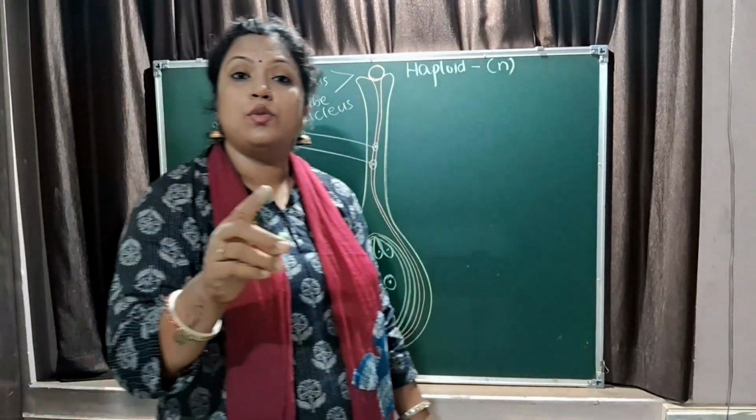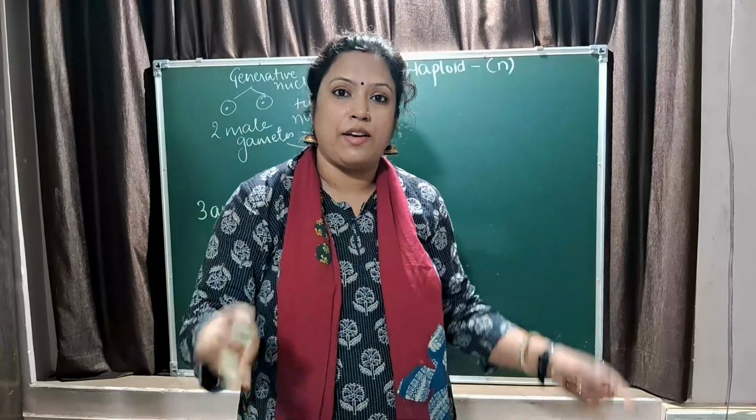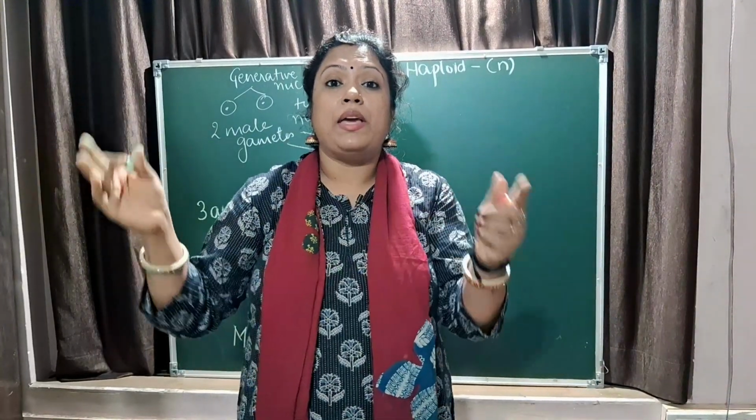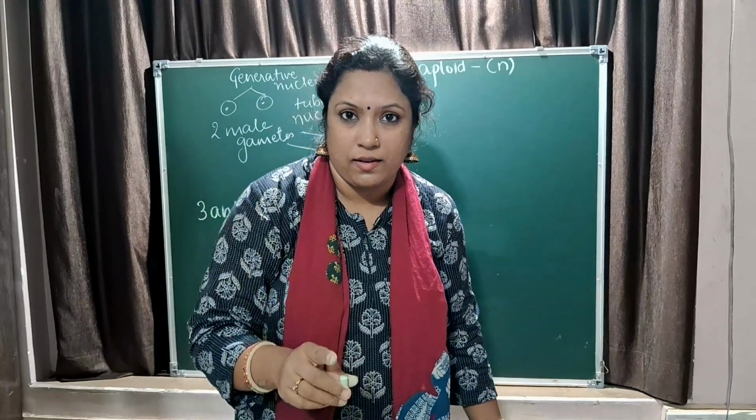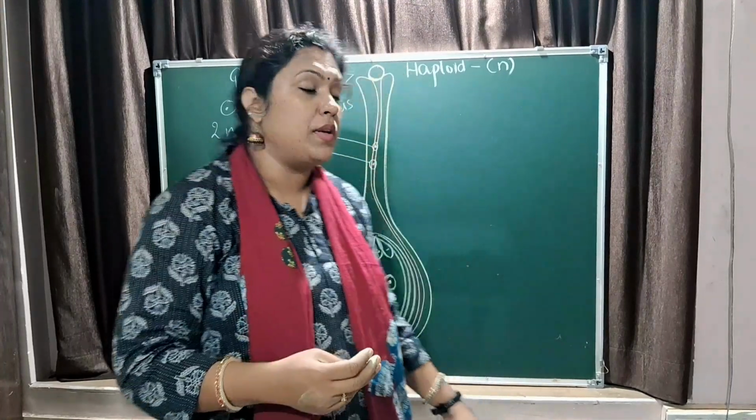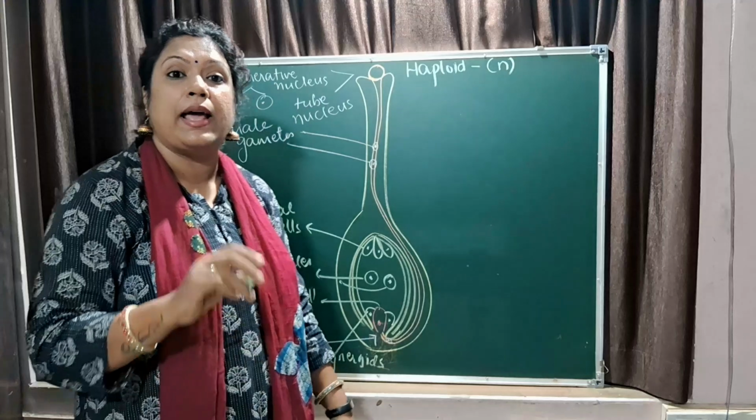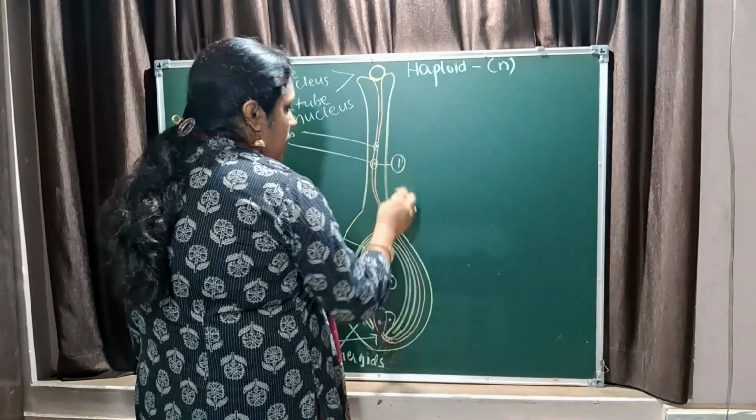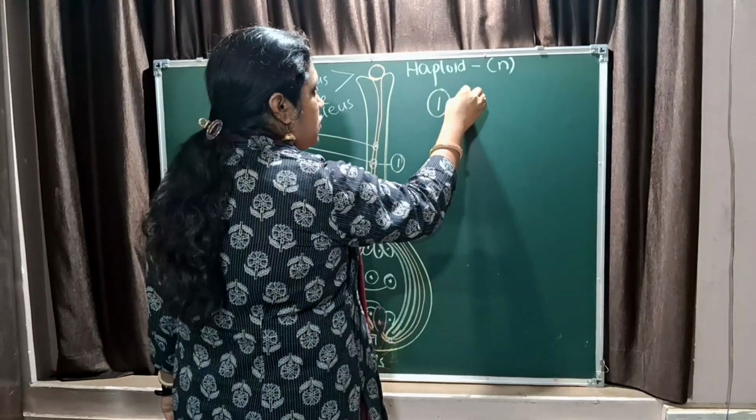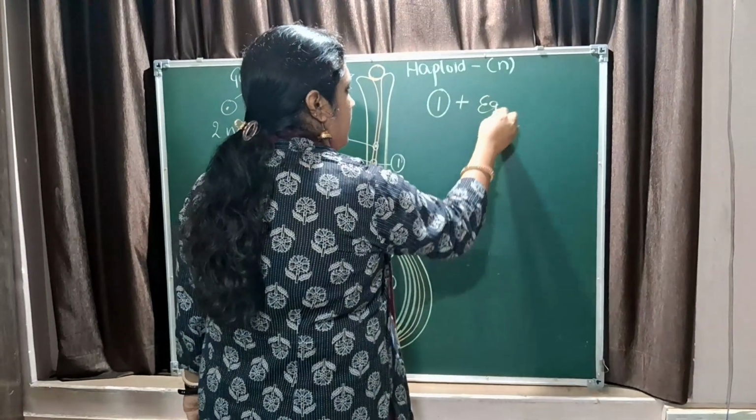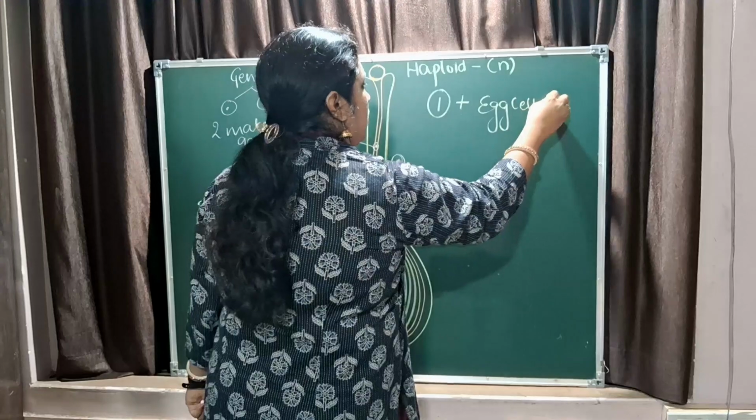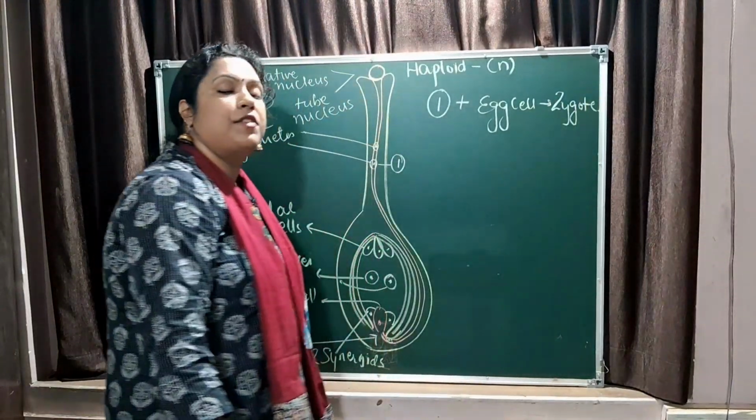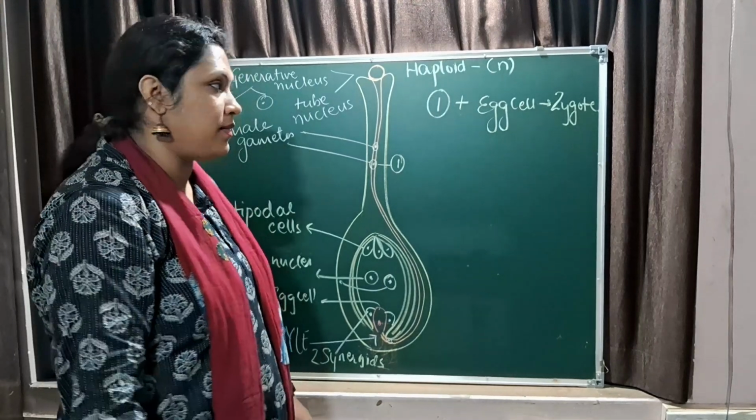Understood? Now we all are diploid. We have half set of chromosomes from our father, half set from the mother, making it a complete set of 2N. So we are diploid. Similarly, all gametes present here are haploid. Now what happens? The first male gamete fuses with the egg cell, okay, and it produces a zygote. This is the first fertilization process that has taken place.